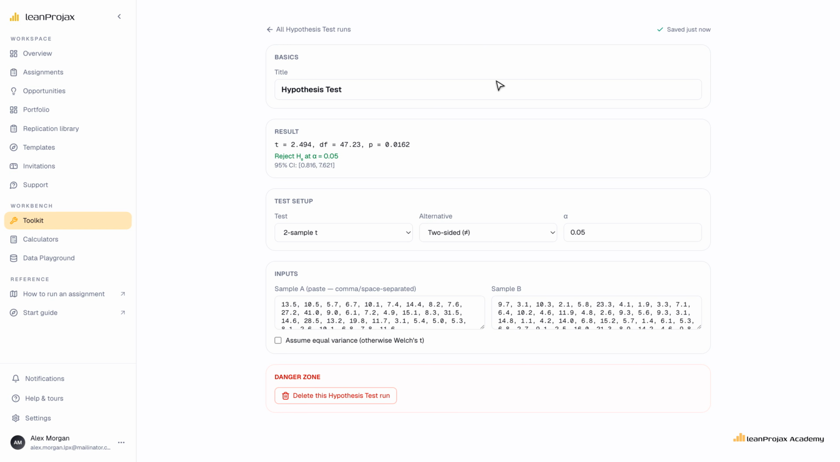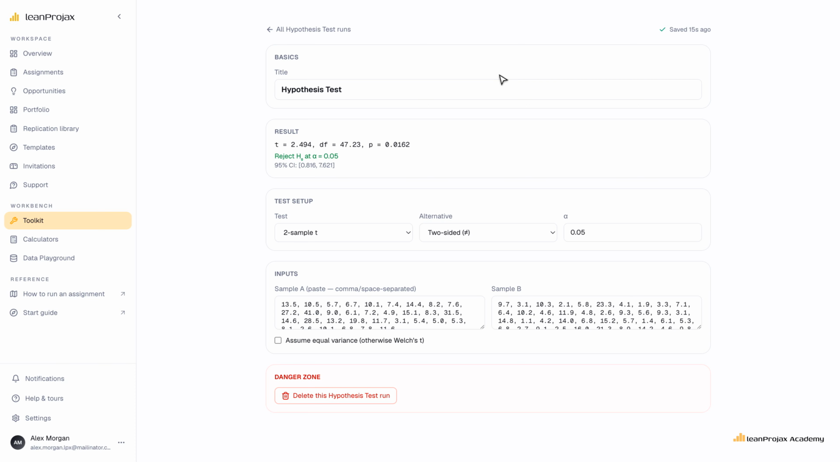There's the answer, and it appears the moment the second column lands. T equals 2.494. Degrees of freedom, 47.23, not a whole number, which is Welch's correction doing its work. And the p-value, 0.0162. In plain English, if billing and mobile really had the same first response time, you'd see a gap this big about 16 times in 1,000. That's rare enough to stop calling it luck.